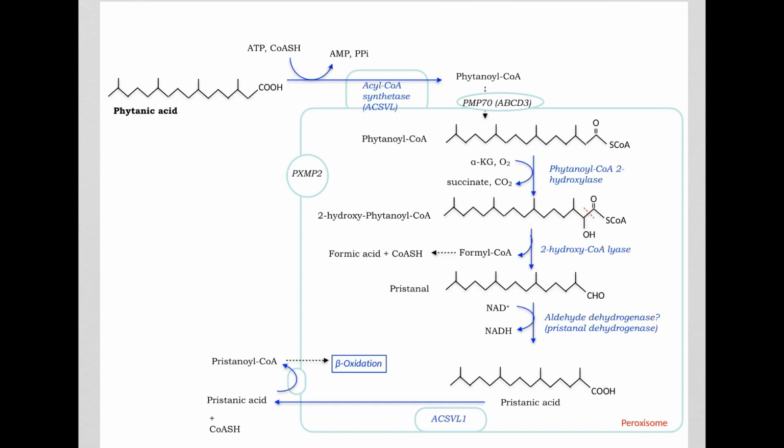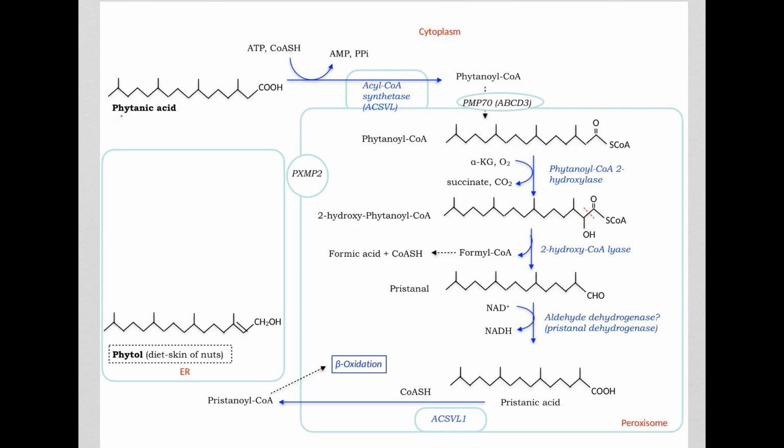The pristanic acid is transported out into the cytoplasm. And there, this enzyme that was involved here will convert the pristanic acid into pristanyl-CoA, which is then transported back into the peroxisome, and in the peroxisome it will undergo beta-oxidation, which we'll talk about in a few minutes after we look at the metabolism of phytol.